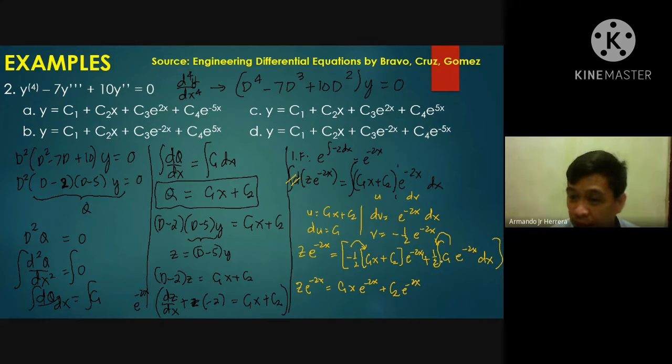So this is negative 1/4. C1 is still a constant. So maglalagay ako dito ng another constant, C1 e to the minus 2x, plus our constant of integration C3. As you can see, you can combine these two into a single constant C3 or C2, kasi C2 plus C1 is still a constant, so C2 na lang din ang ilalagay natin. So z e to the minus 2x plus C1x e to the minus 2x plus C2 e to the minus 2x plus C3.